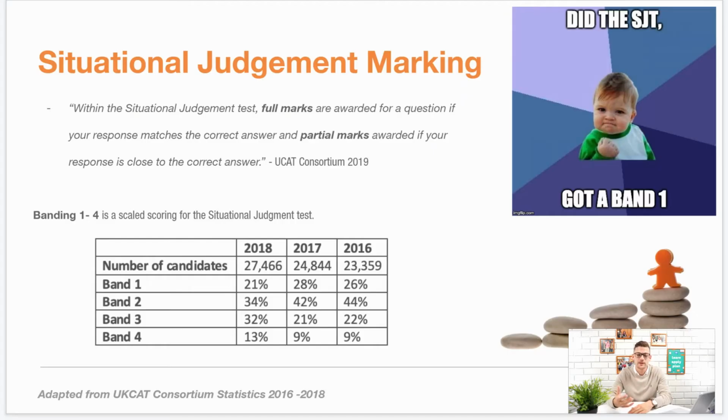So unlike other sections in the UCAT, we have a banding system rather than a numerical mark to determine how well you've done in this section. This is basically measuring you against a panel of experts, where band 1 demonstrates that you have excellent performance and similar judgment to the panel of experts, whereas band 4 is the alternative, where you have demonstrated poor performance and your judgment has differed substantially from a panel of experts.